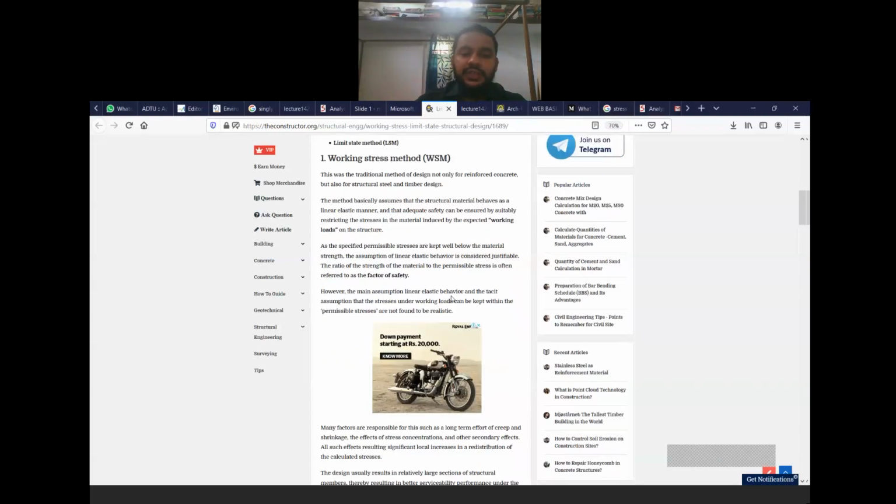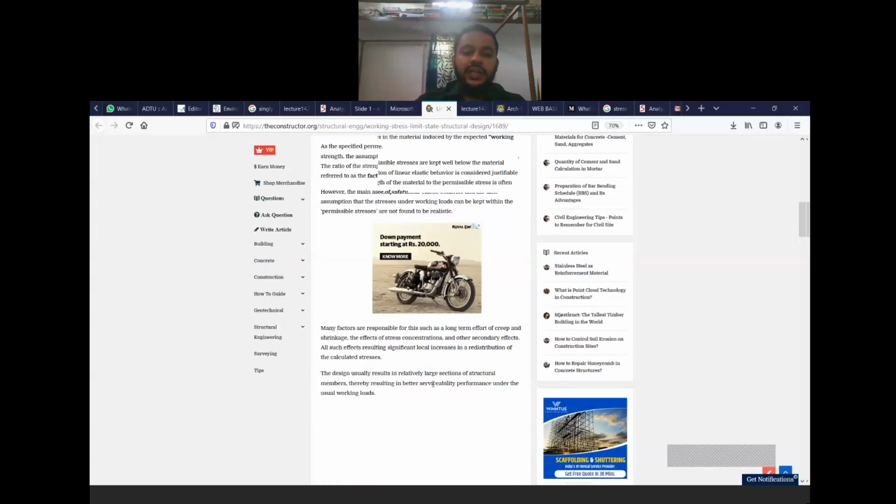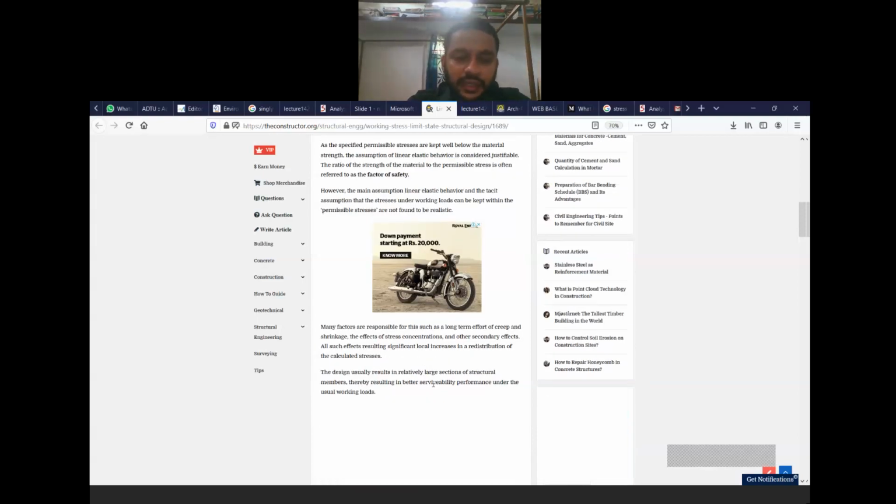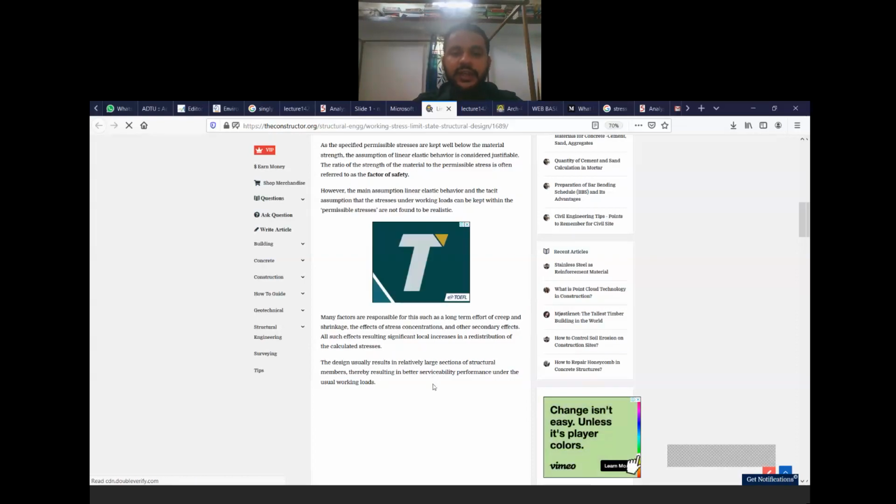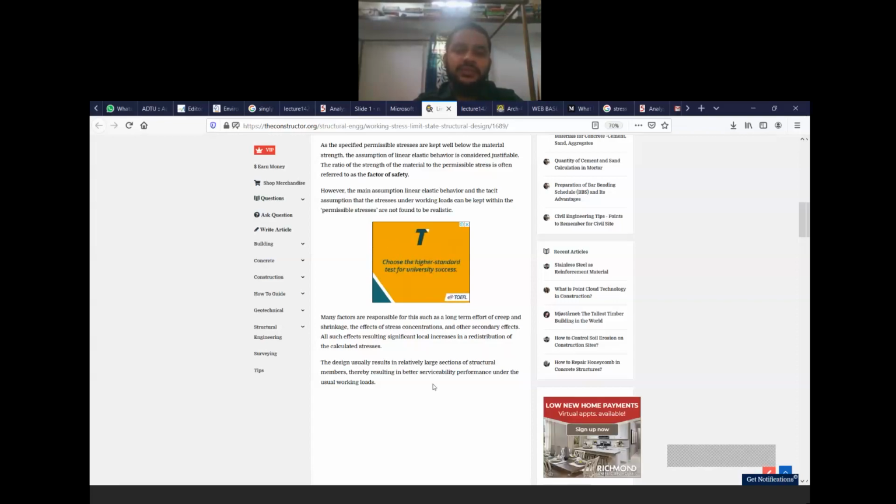However, the main assumption is that the stresses under working loads are within the elastic limit. In this method, it is also assumed that the complete tensile stresses are taken by steel only, and nothing will be taken up by concrete. But is it true? We know that concrete is weak in tension, but is it true that it can't take even 1% of the tensile stress? No.